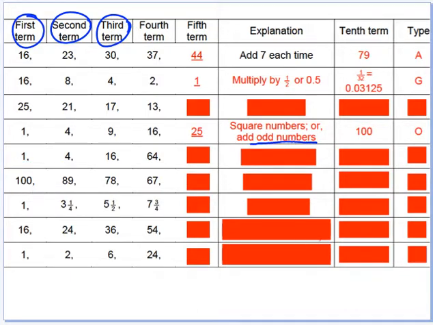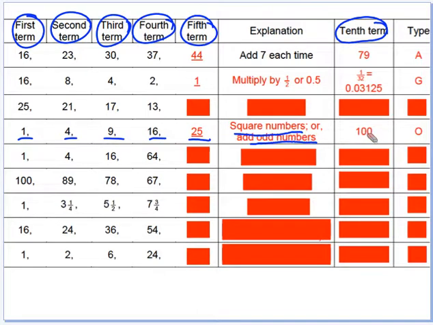This is kind of intriguing. All right, so 1 for the third term gives me 9. Fourth term would be 16. That checks out. Fifth term would be 25. And then the 10th term would be 100. So either way, whether you describe it as taking the squares of each number or adding odd numbers, both of those will work.